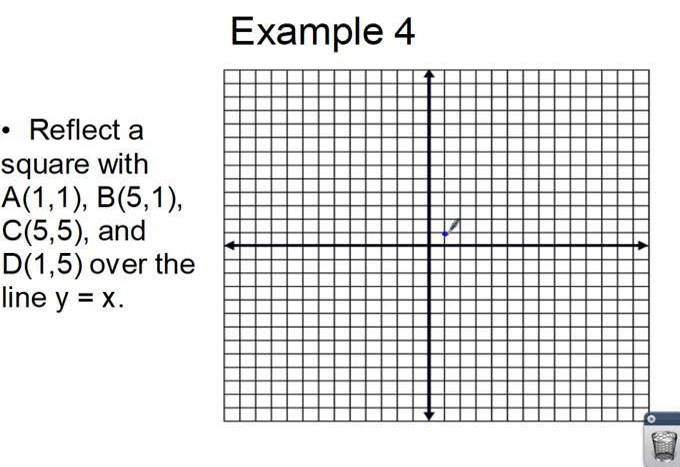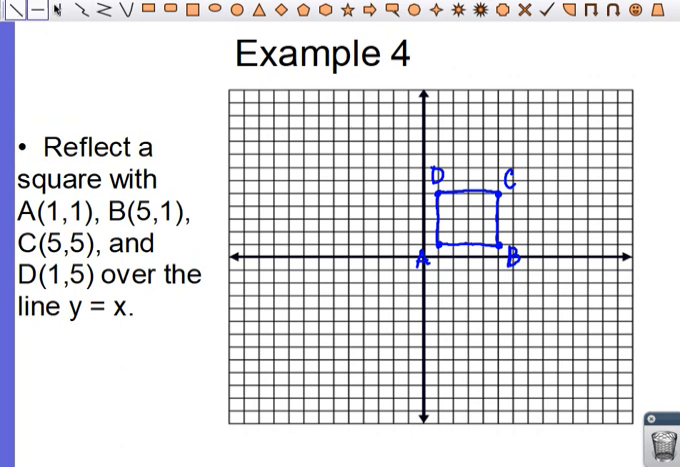All right, a square. Here's A. Here's B. Here's C, and here's D. There's my square. All right, and then it says to reflect it over the line y equals x. We've had a lot of discussion about that line, y equals x. Remember, that's the line that goes through the origin and has a slope of 1. So I'm going to start my line right about here. And it goes through the origin with a slope of 1.